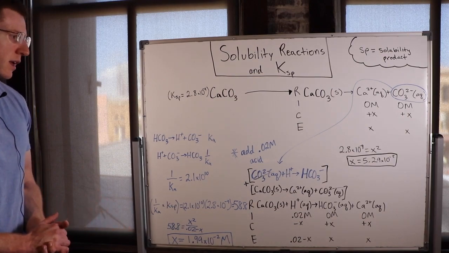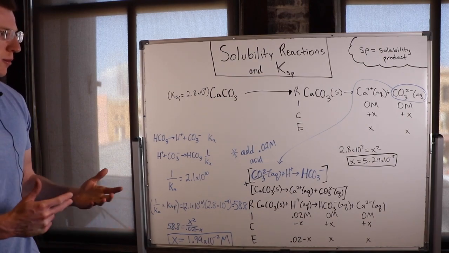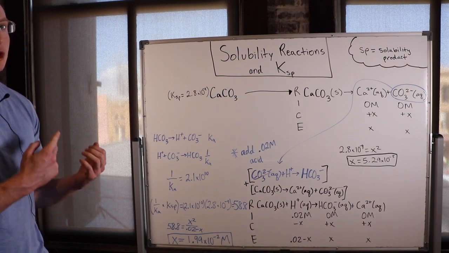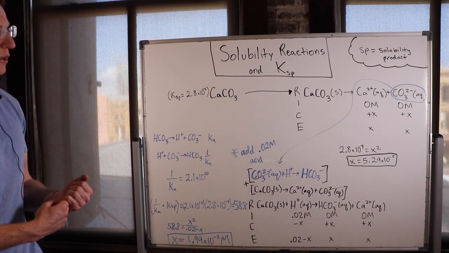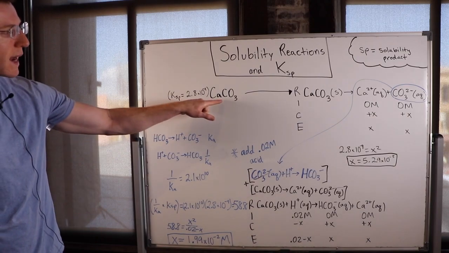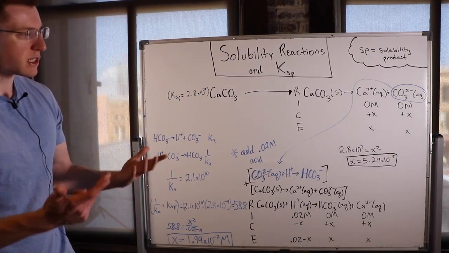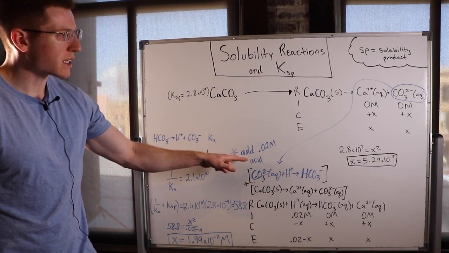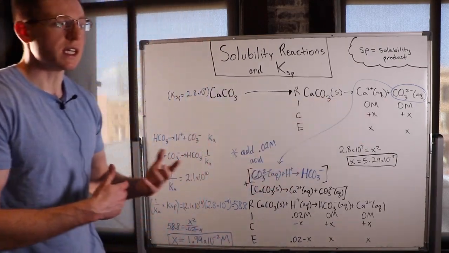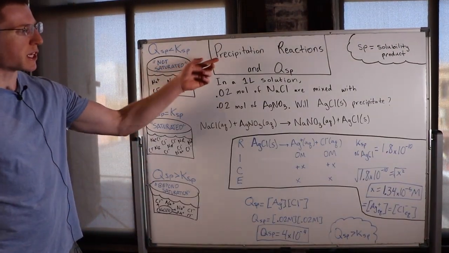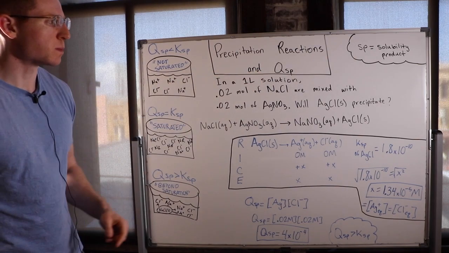So you can see here that as a quick summary, one way to decrease solubility is to add a common ion, and then two ways to increase solubility are: number one, pick a weak acid that's going to dissociate into its conjugate base, and then number two, enhance that effect by adding in an acid for the conjugate base to react with even better. Okay, now I'd like to move on to precipitation reactions and QSP.